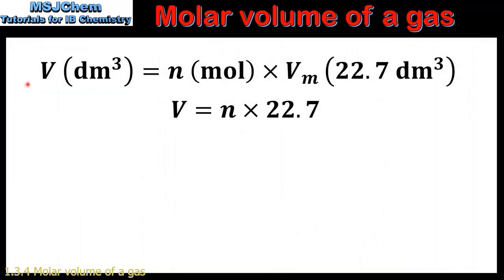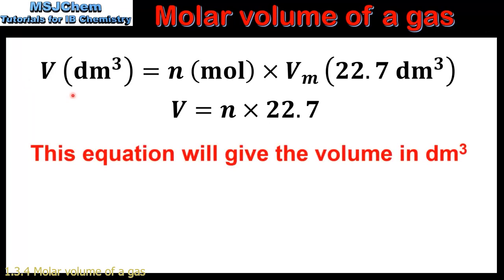Next, we'll look at equations that can be used to calculate either the volume or the amount in moles of a gas. The first equation we look at is used to calculate volume. To calculate the volume of a gas, multiply the amount in moles by the molar volume. An easy way to remember this equation is V equals n multiplied by 22.7. Note that this equation will give you the volume in decimeters cubed.